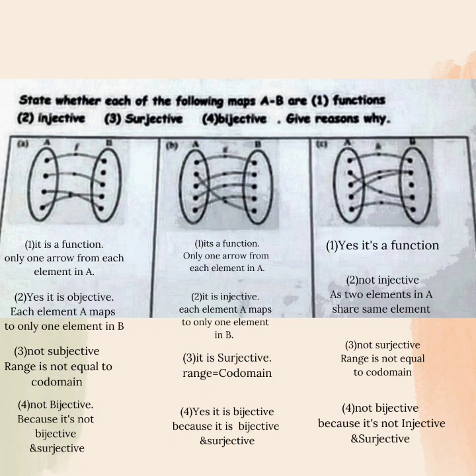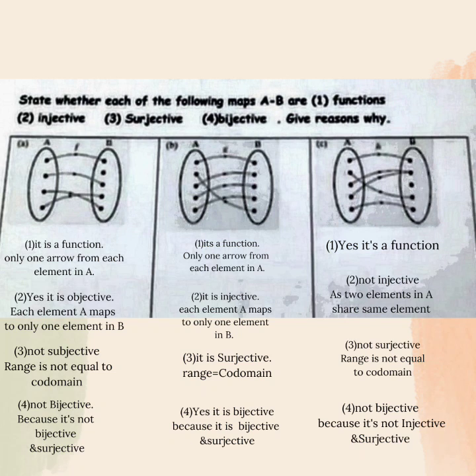Yes, it's a function, because there is only one arrow from each element in A, and it's injective, because each element in A maps to only one element in B. It is also surjective. Remember, the range and codomain must be equal, okay? So it's surjective, as you can see that the range is equal to the codomain.